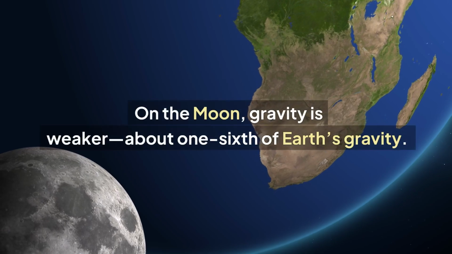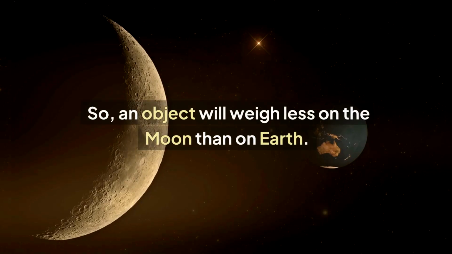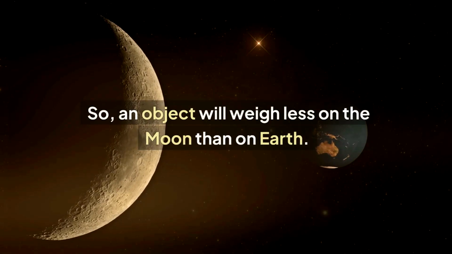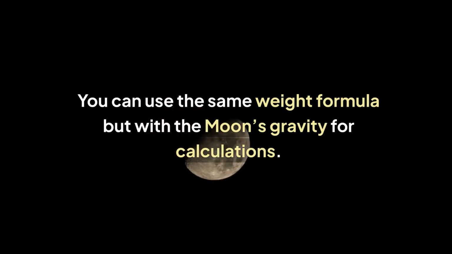On the Moon, gravity is weaker, about 1/6 of Earth's gravity. So, an object will weigh less on the Moon than on Earth. You can use the same weight formula, but with the Moon's gravity for calculations.